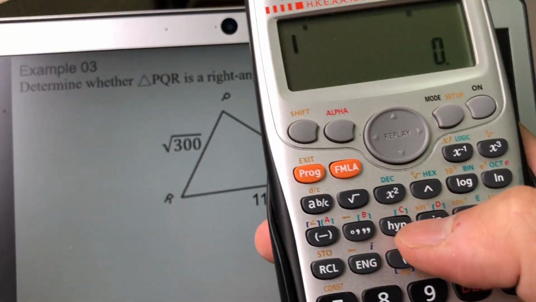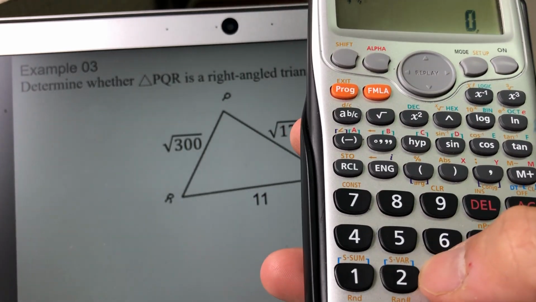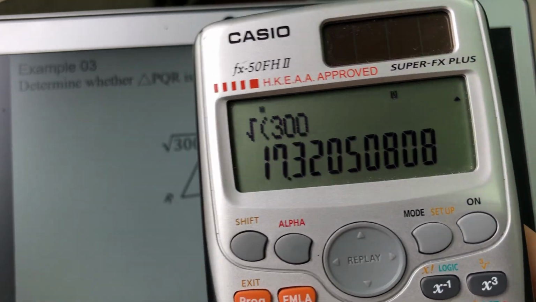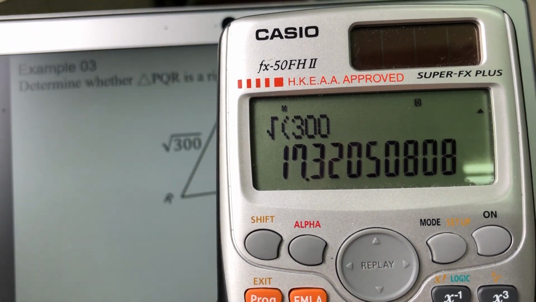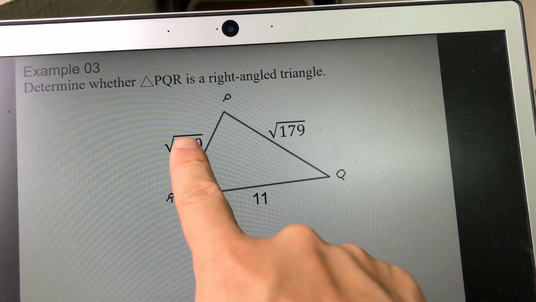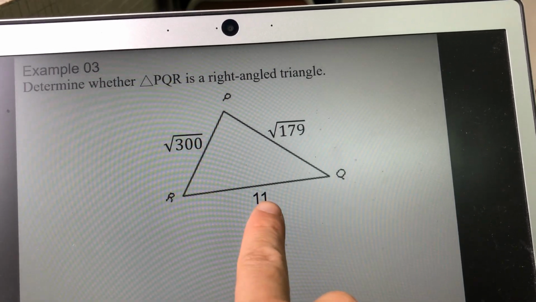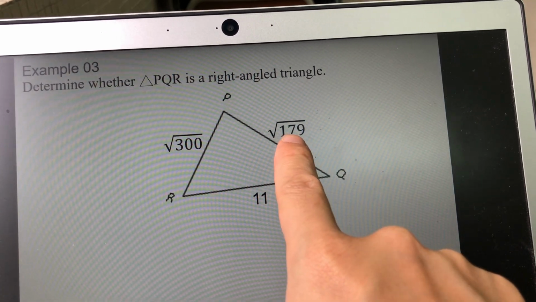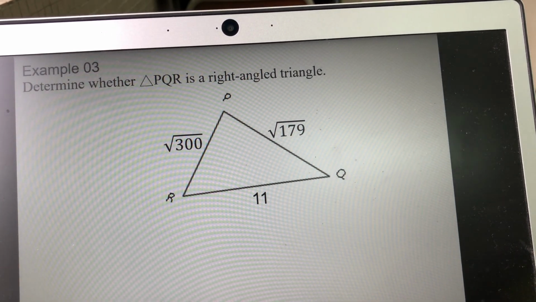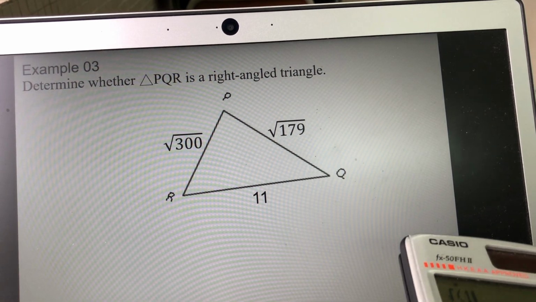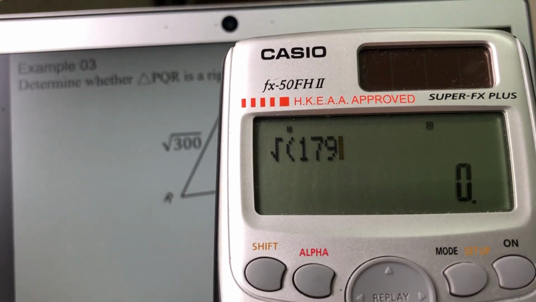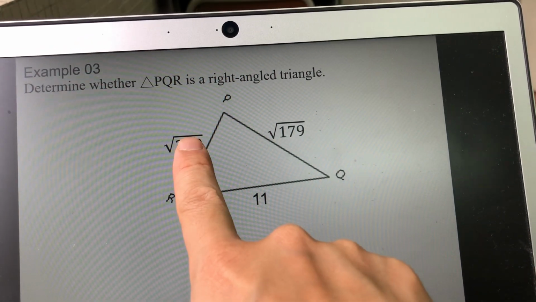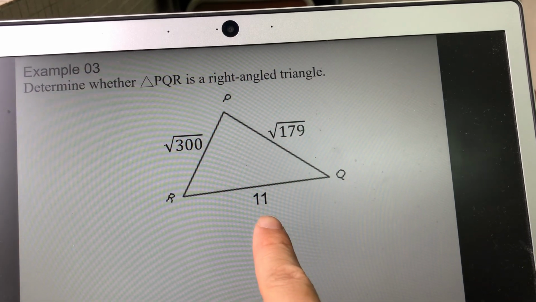Square root of 300. Let's see. From the calculator, we know that it is equal to 17.32. But this is 11, so the 17 must be longer than 11, right? And then what about this one? Square root of 179. It is 13 point something. So this is 17, this is 13, this is just 11.